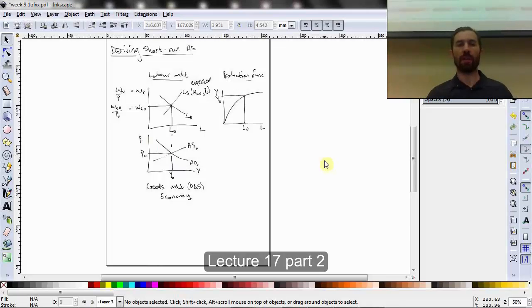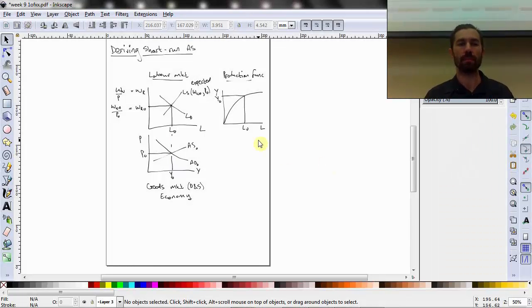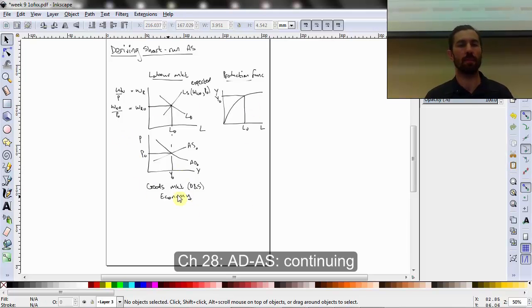Okay, if we take away all that other mess there, here's our labor market production function and our model of the economy, the ASAD model.